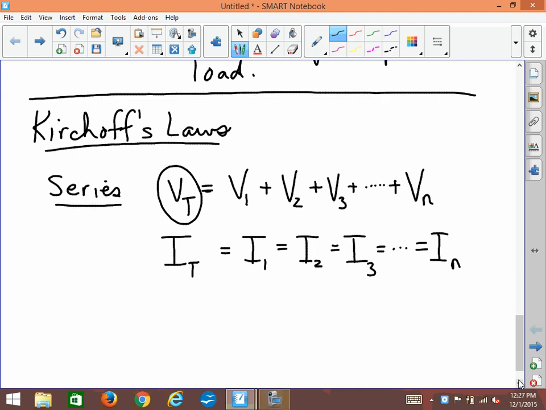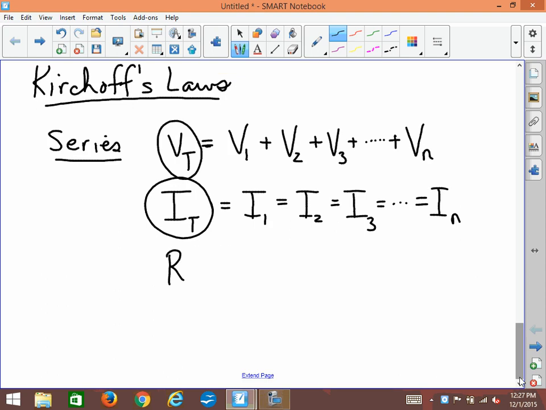The last thing he noticed is that the total current flows through each and every load equally. Then he said that the total amount of resistance by the combination of all the loads together resisting the flow of electrons would be equal to the resistance of one load plus the resistance of the second load. And again, we would add them all up until all of the loads were added in. And that would be the total resistance of the circuit.